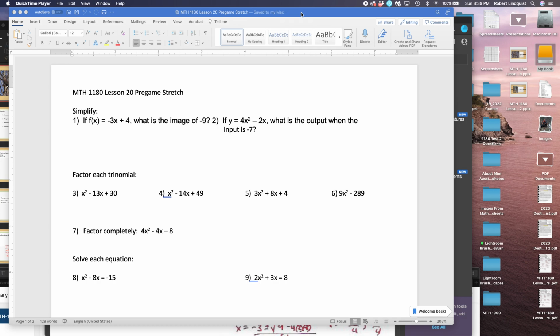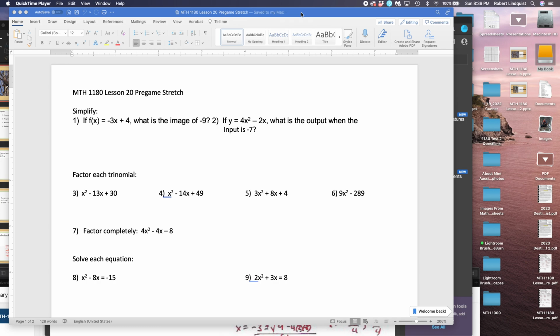Number 1 is 22. Number 2 is 85. Number 3, x minus 5 times x plus 4. Of course, they're binomials in parentheses, as will all of these be. Number 4, x plus 7, or x plus 7 squared. Number 5, 3x minus 2 times x minus 2. Number 6, 2x plus 17, 2x minus 17.